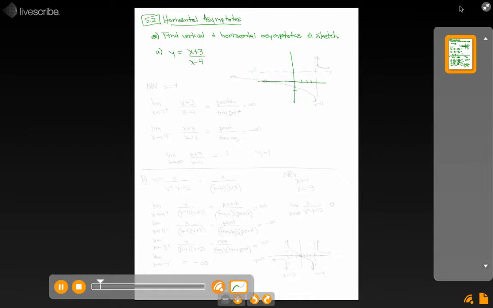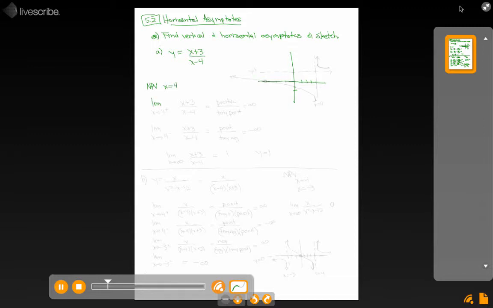We do know that if we put in x equals 0, we have a point at negative 3/4, and we also know that if y has to equal 0, x equals negative 3, so we have at least some intercepts that we could sketch. But as far as asymptotes are concerned, my non-permissible value is that x equals 4.